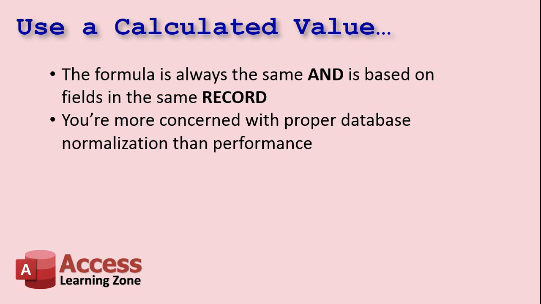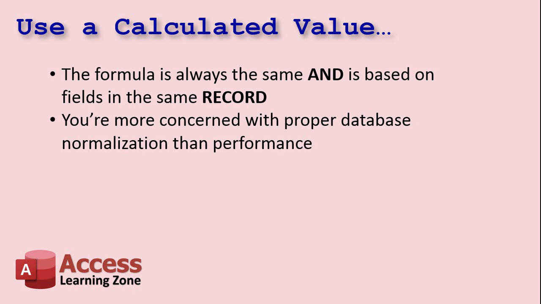Use a calculated value if the formula is always the same and especially if it's based on fields in the same record, like that extended price. All those fields are right in that same record, so you don't have to do any lookups in other tables. So calculate that. And if you're more concerned with proper database normalization than performance, if you want to make sure your database is built properly and that it's a little more bulletproof and you don't want to take any shortcuts, and performance isn't a big deal, then use the calculated value, because calculated values are technically the right way to build it. Storing a value that should be calculated for database performance technically goes against the rules, but I say there's theory and then there's real-world practice.